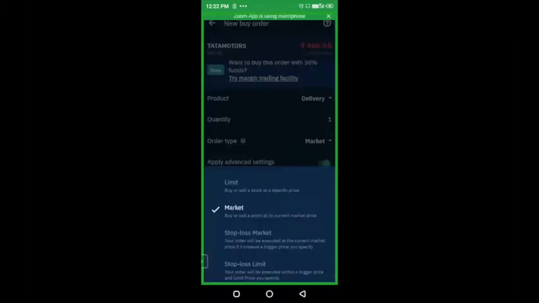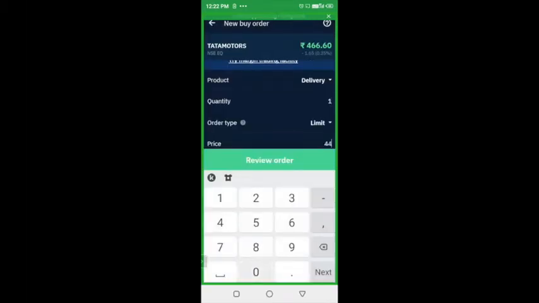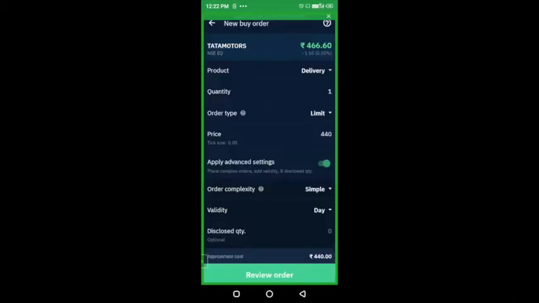If you don't have time to check the bargain price, what you can do is, maybe if Tata Motors goes to the 440 level, I am ready to buy the share. If you have such thoughts, you can click limit and mention the price 440. If you place the order, it will automatically buy the shares of Tata Motors at 440. Whenever the share price falls to 440, it will be bought automatically. You need not do anything.